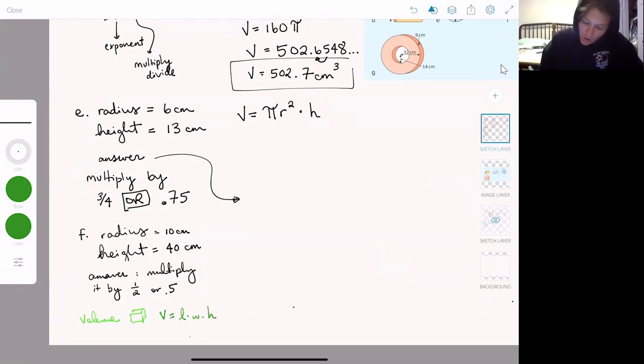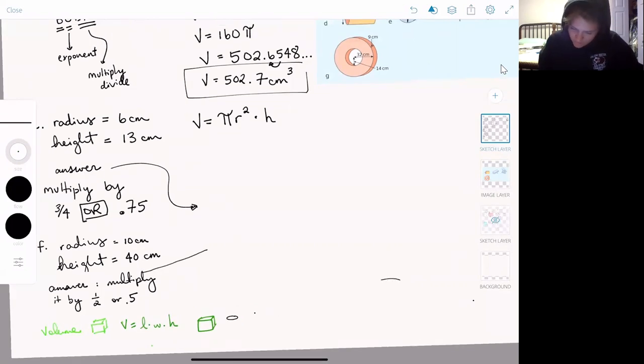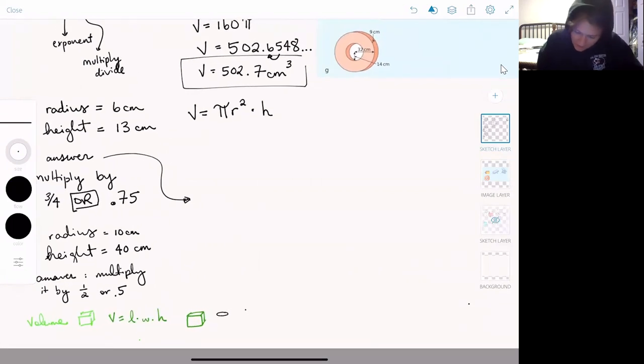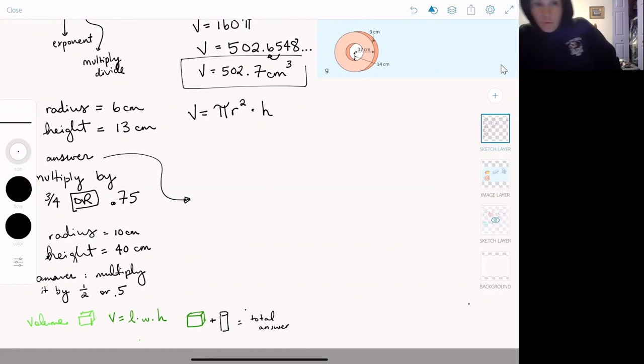So once I get the volume for my rectangular prism, and I get the volume for my half cylinder, I want to add those two values together to get my total answer. Please don't hesitate to send me a message if you need help with that, okay?